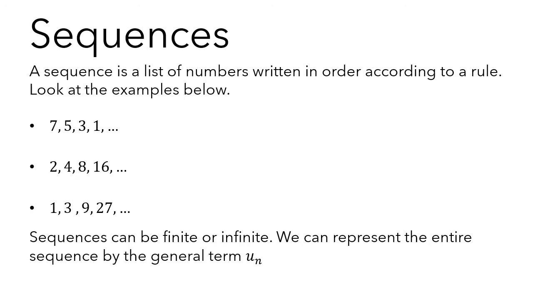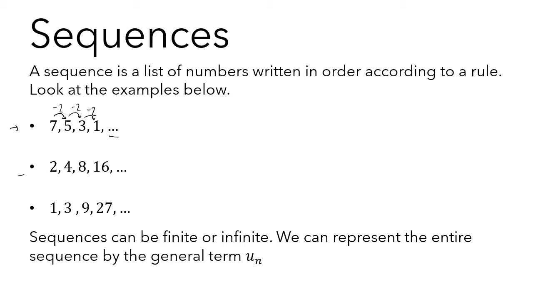So a sequence is a list of numbers written in an order according to a certain rule. Let's check out some examples. The first example goes from 7 to 5 to 3 to 1, and then this ... means the pattern continues on forever. Clearly we're subtracting 2 each time, so that's what defines our sequence.